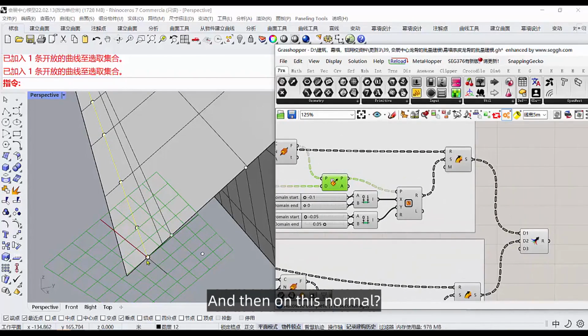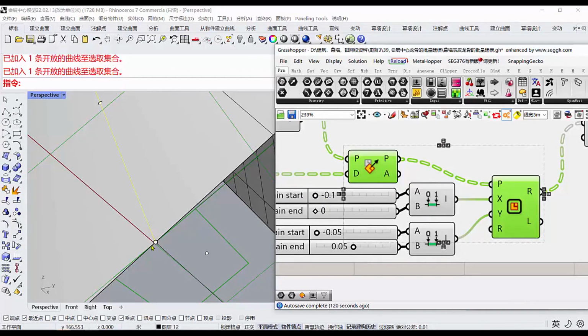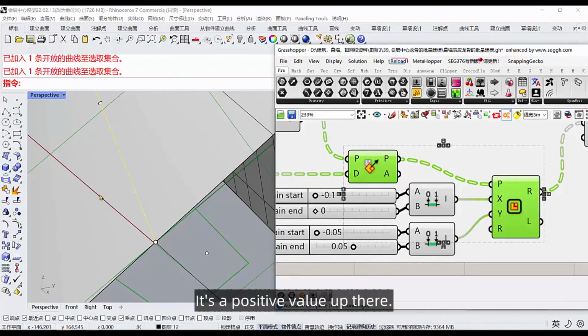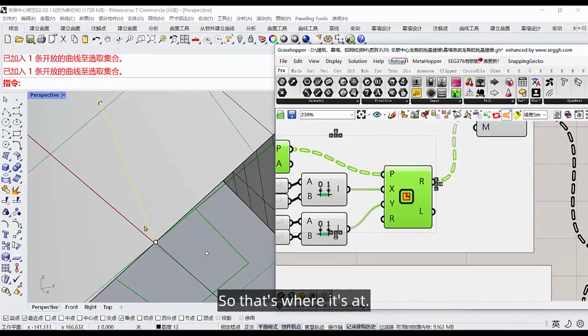And then on this normal, let's give it another value. Let's say this is x. What about x? It's down, so it's minus 0.1 down, negative 0.1 to 0. Up there it's a positive value, down there it's negative. What about this y-axis? You see this origin here, it also has the left side of the y-axis, and the right too. Then it's minus 0.05 to positive 0.05, so that's where it's at.